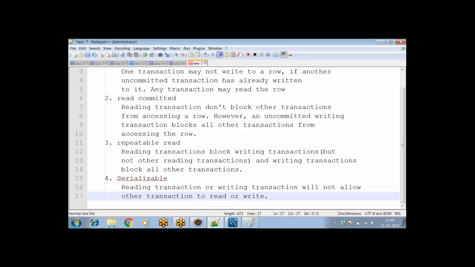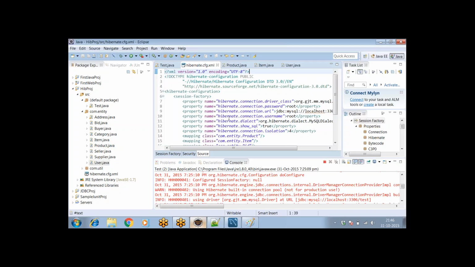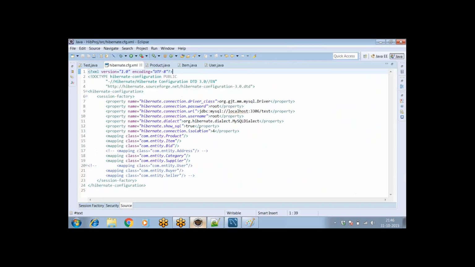Now if you want to set this isolation level, you need to set this property value to 8. If you want to set the isolation level to serializable, then you will use this property value. You set the property value to 8.